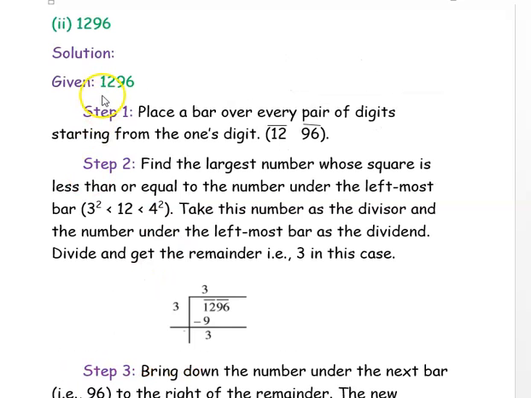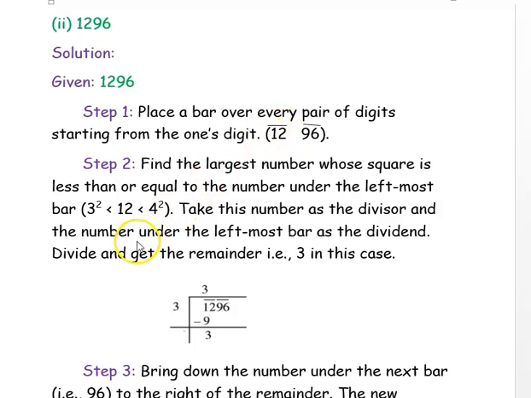The next number given is 1296. So first step, we know that we have to place bars over every pair of numbers. So here the given number is 1296. I am placing a bar starting from the ones digit. So 6 and 9 I have placed a bar. Then next 2 and 1 I have placed a bar.